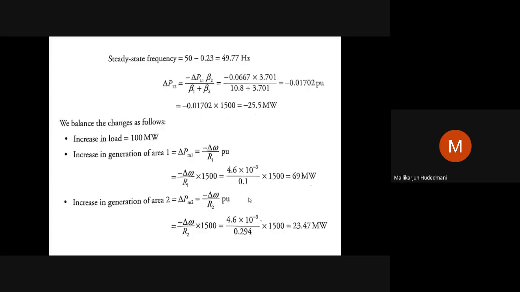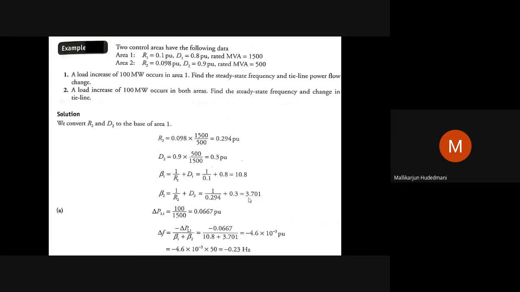You can see here this problem. Two control areas having the following data: area 1 R1 0.1 pu, D1 0.8 pu, rated on 1500 MVA.